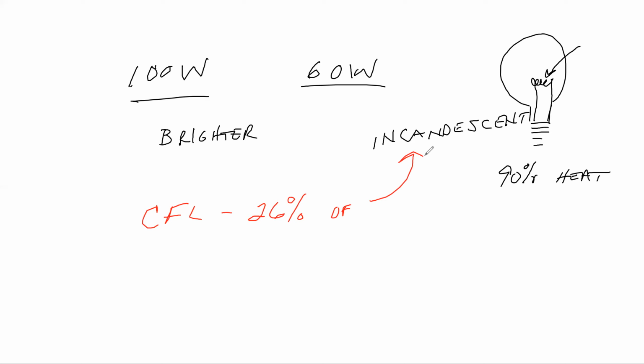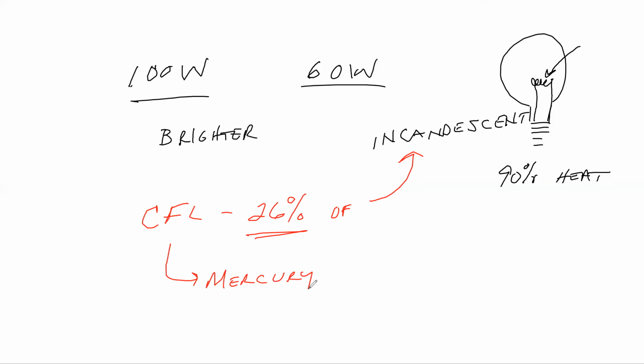So CFLs started to take the place of incandescent because obviously they're a lot cheaper to run, right? And not only that, they produce a lot less heat. Most of their energy is not transferred to heat. It's a little bit warm to the touch, but not anything like an incandescent bulb. The problem with CFLs is they do have trace amounts of mercury, but that's only a problem really if you break it open.